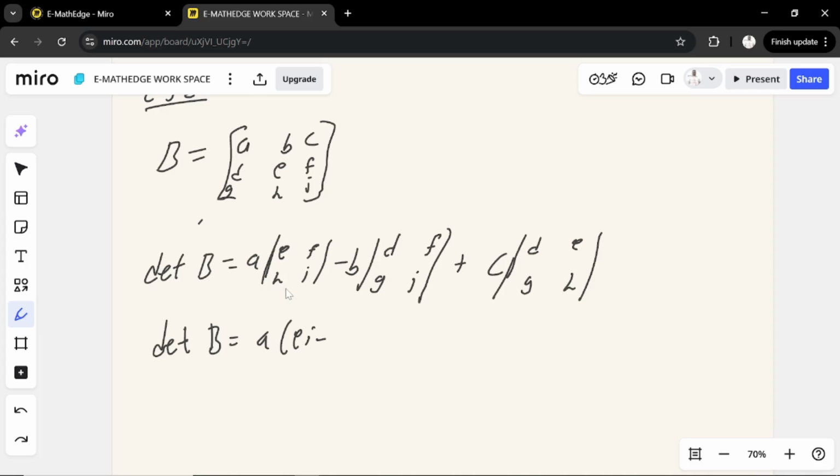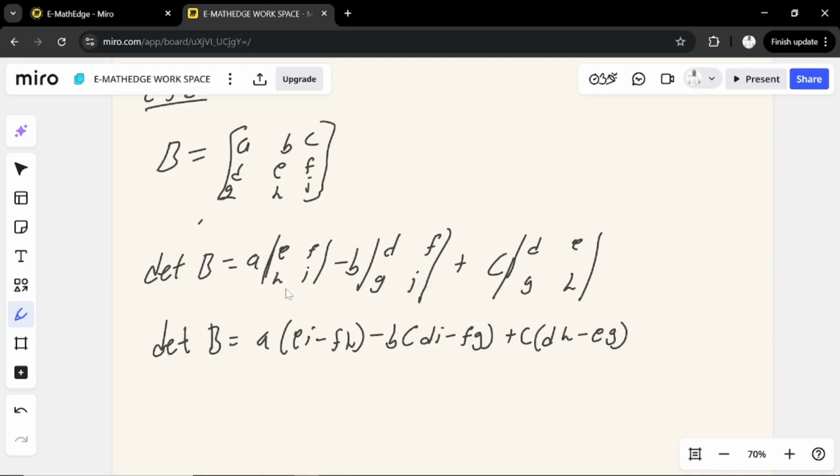So we are going to have it to be FH minus B into the bracket of the main diagonal, which is D and I, as DI minus the other diagonal, which is G and F. We are going to have it as FG plus C into the bracket of the main diagonal, which is DH, minus the other diagonal, which is EG.